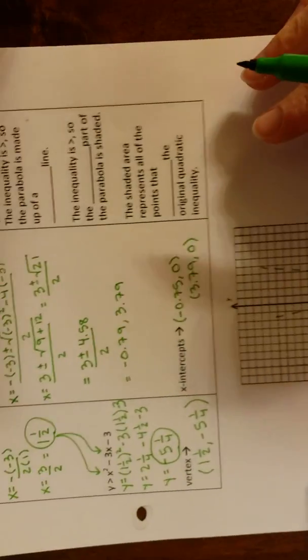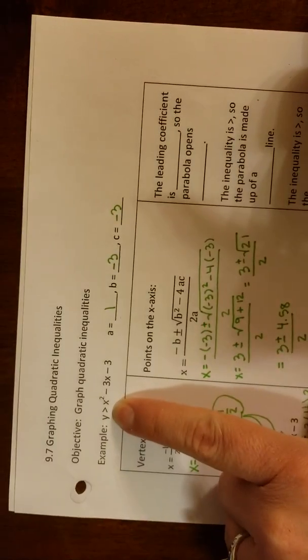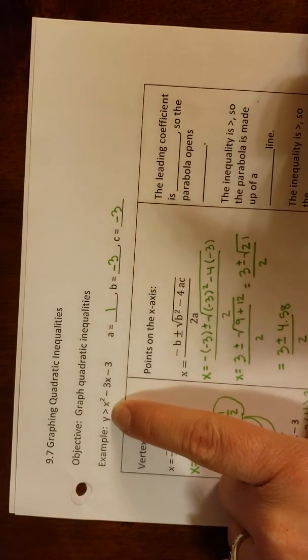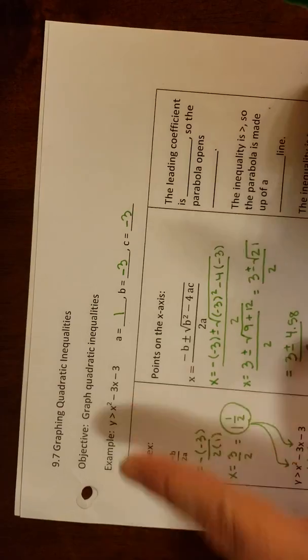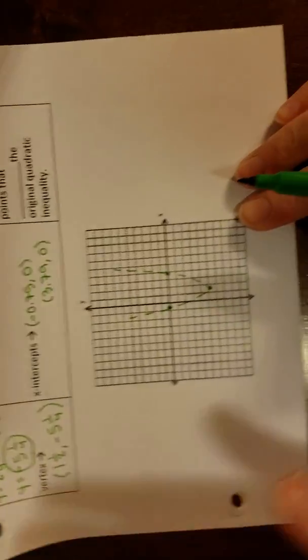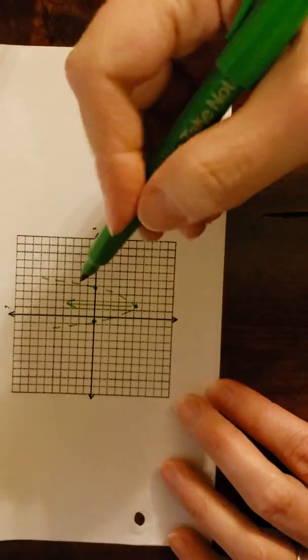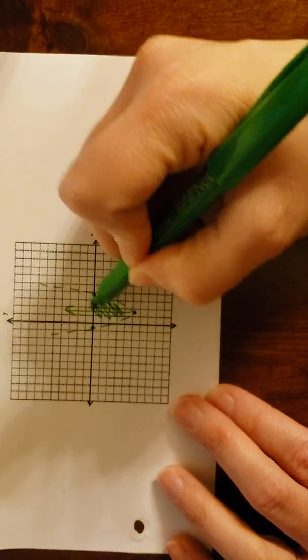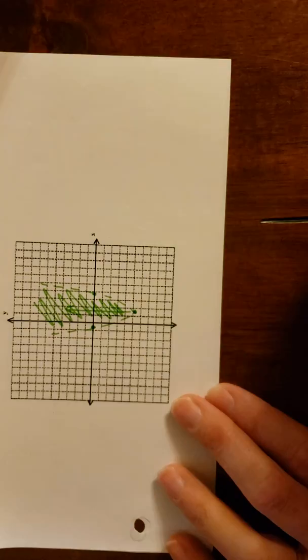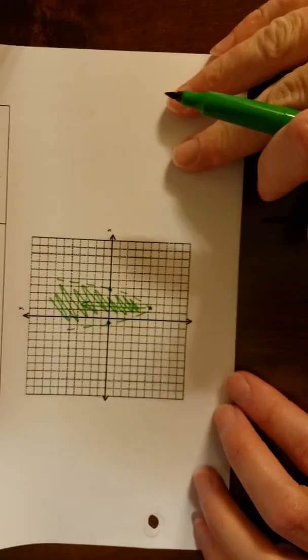And now shading. This is greater than. Remember when we think of greater than and less than, we think of up and down. So greater than, find the vertex, I'm going to shade up. So for this, that is the region that I'm going to shade.